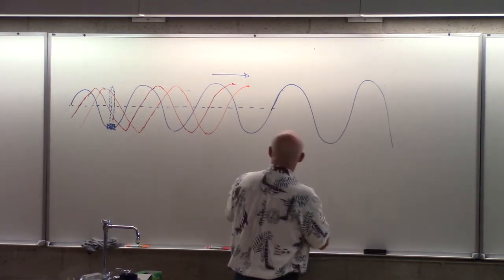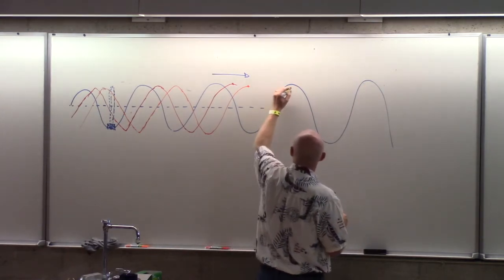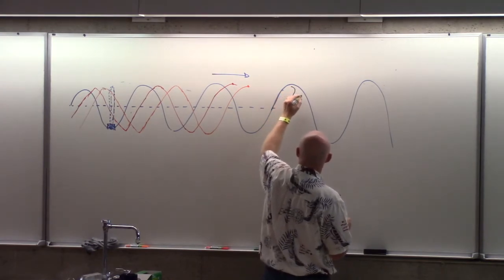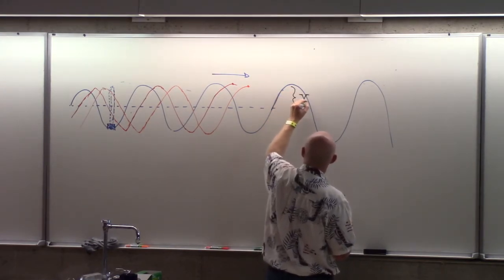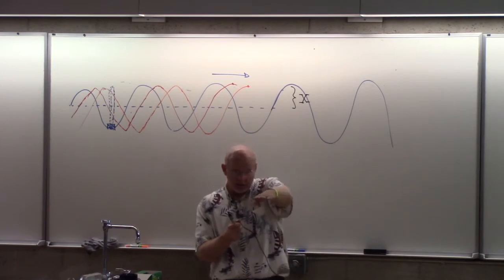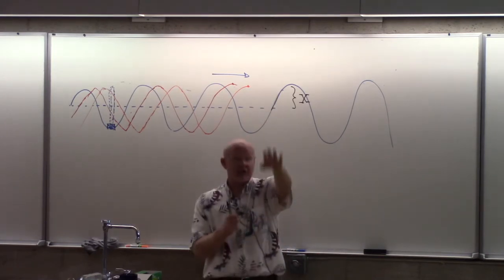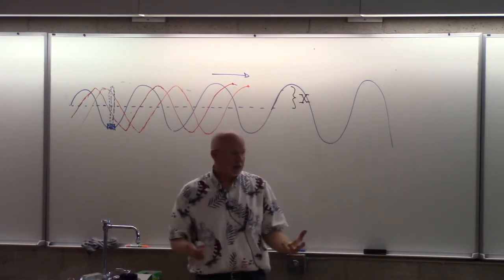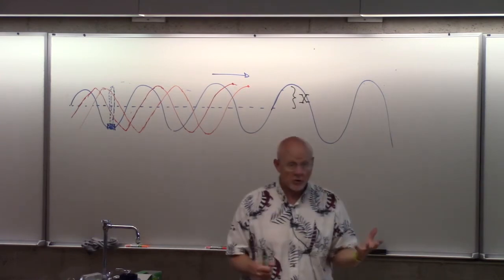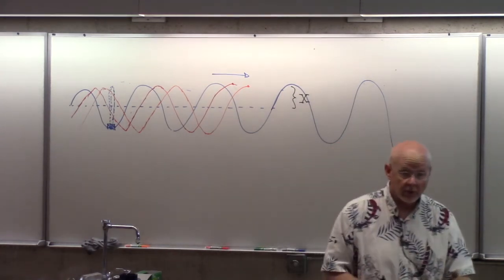But before we went on a break, didn't we say this would be the amplitude? Right? It's from equilibrium up. And so if you just look at this as a single oscillator, even though it's a wave, we're going to use the same word. We're going to say the wave has an amplitude.